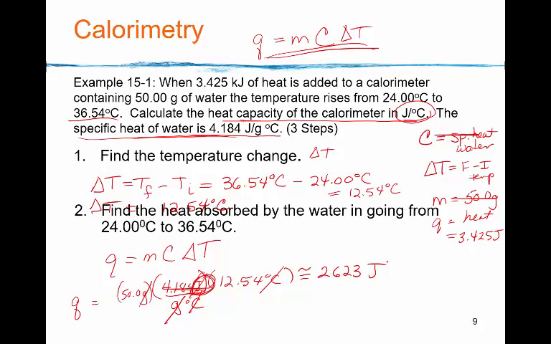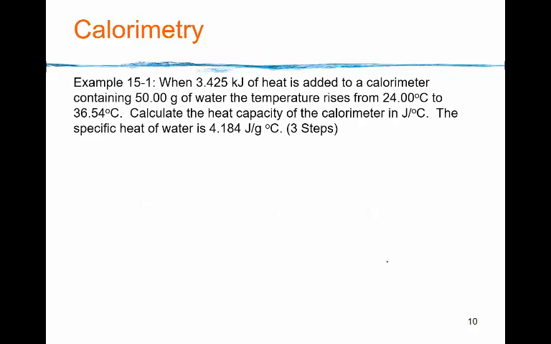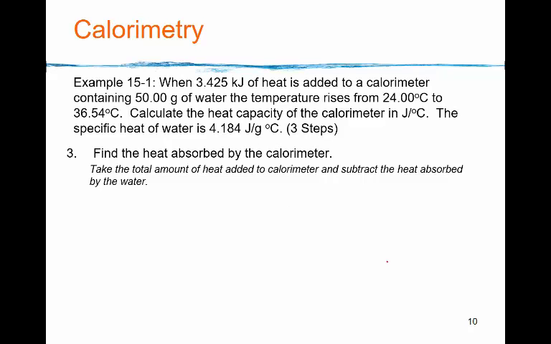Okay, so now we've got the heat absorbed by the solution, so the Q of the solution was 2623, and our delta T was 12.54 degrees C. So that's what we've calculated so far. So now what we've got to do is find out how much heat was absorbed by the calorimeter.